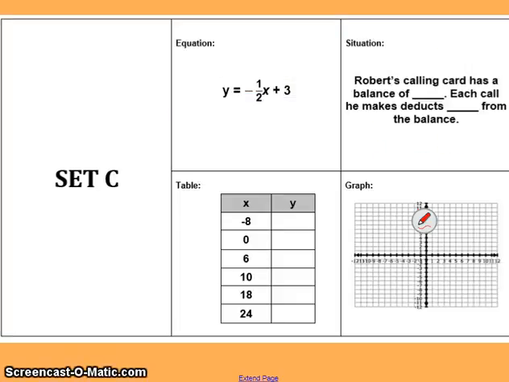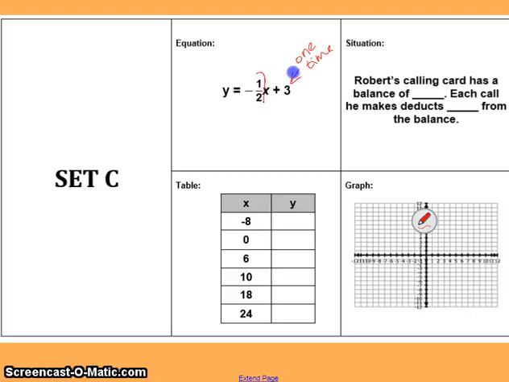Alright, so let's look at example C. This one's a little bit different as well. It gives you the equation, and you have to figure out the word problem that it corresponds with, and then the table and the graph. So this one requires just a little bit more work, but it's not too bad. I have an equation that reads y is equal to negative 1/2 x plus 3, and I have to put that in a word problem. It says, Robert's calling card has a balance of blank. Each call he makes deducts blank from the balance. And so I have to know that this is a one-time thing.